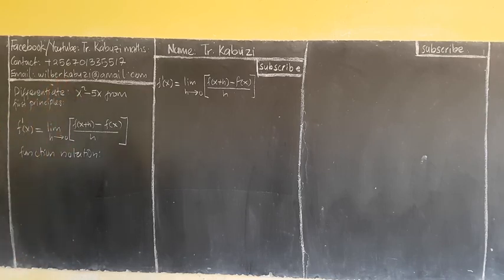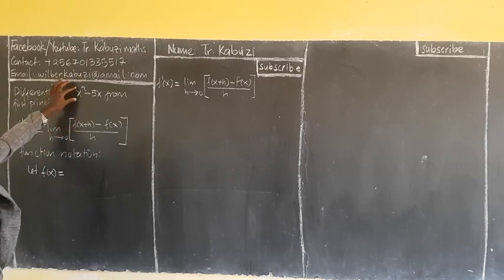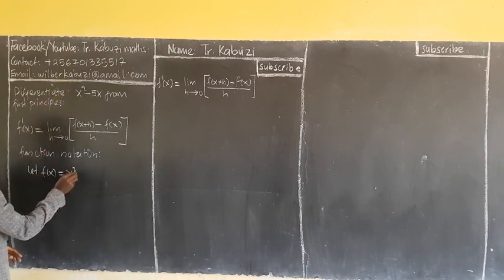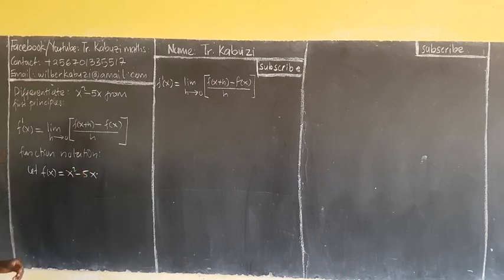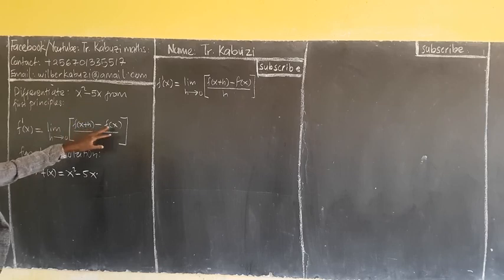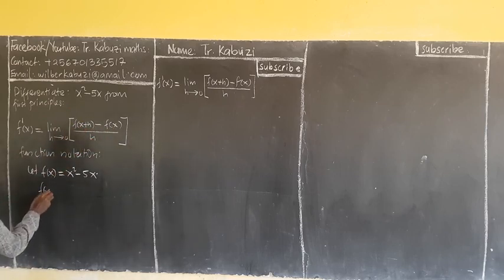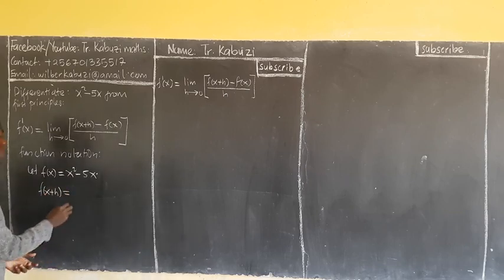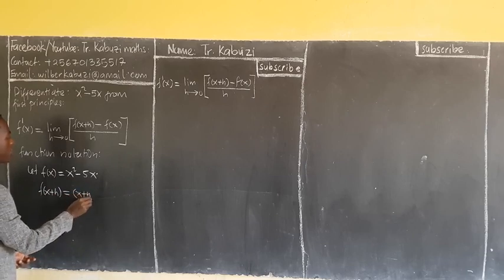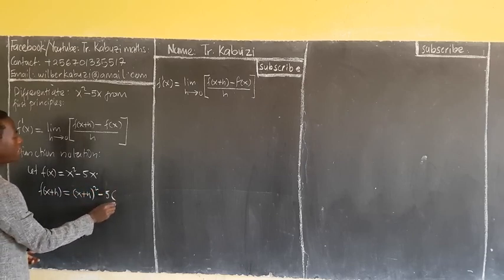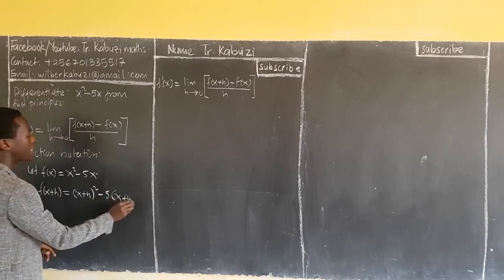What we do first is we say let f of x be the function that we have. Our function is here, x squared minus 5x. So starting off, we also need f of x plus h. In the function, where it is x, we are going to add on h. So f of x plus h is going to be x plus h, the whole squared, minus 5 into x plus h.